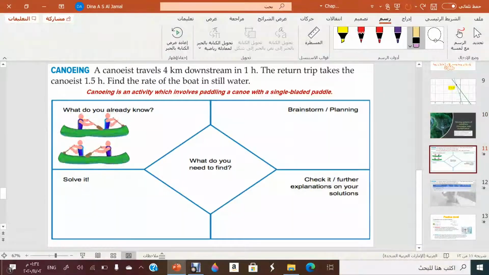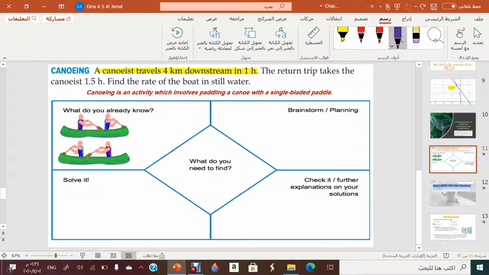So first of all, our example is about an activity which involves using only a single bladed paddle, which is canoeing. So we have a scenario here of a canoeist. A canoeist will be traveling 4 kilometers downstream in 1 hour. So let's imagine that this will be the animation for the traveling.